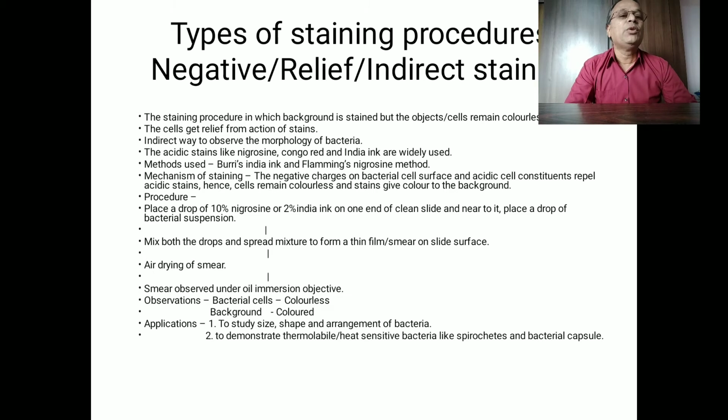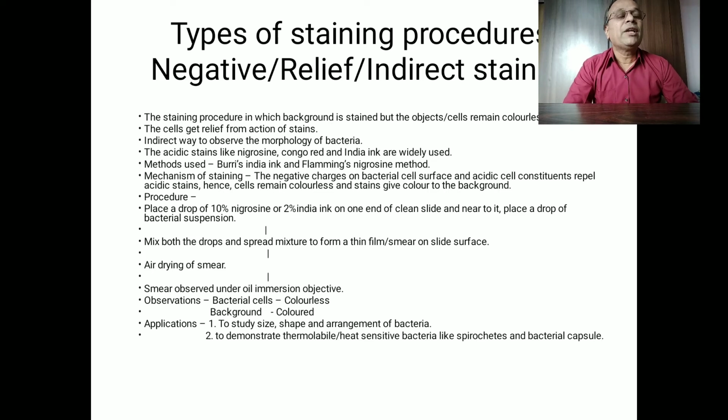For example, when we use nigrosin, the background will be blue black. When we use Congo red, the background will be red. When we use blue India ink, the background will be blue, and when we use black India ink, the background will be black. So the background will be colored and the cells will appear colorless.